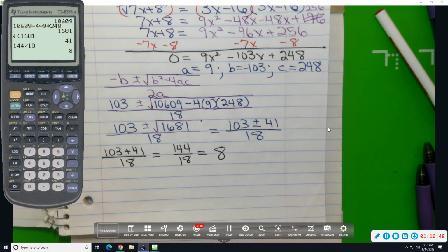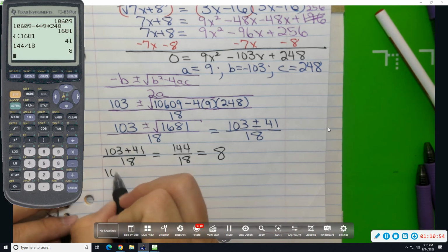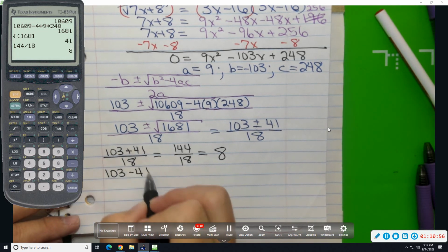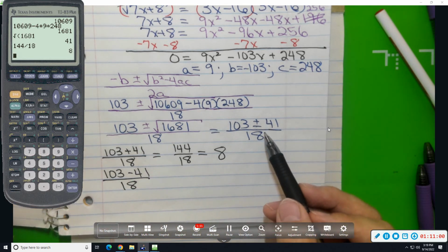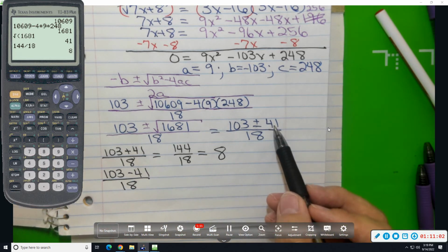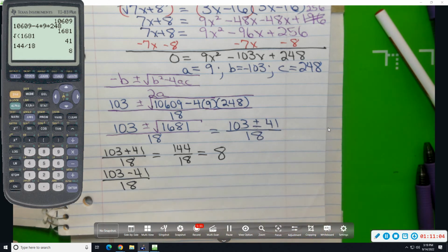No. Now, what about 103? We have the second option, 103 minus 41. Well, he's writing that. Do y'all see what he's doing? The way he's breaking up the plus and the minus? The 103 plus 41 and the 103 minus 41?